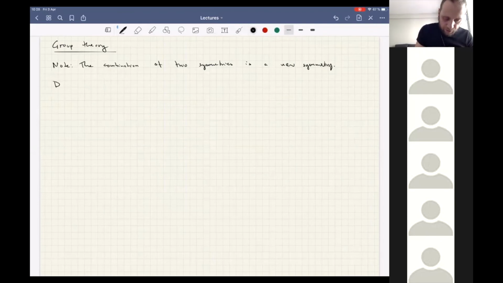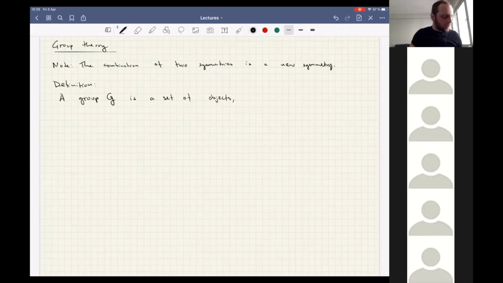So definitions. A group G is a set of objects, in our case it's going to be symmetries, with a binary operation, which is called the group operation, that takes two elements, because it's binary, from the group and maps them to a third element. That maps two elements in G to a new element. And it also needs to satisfy the following criteria.